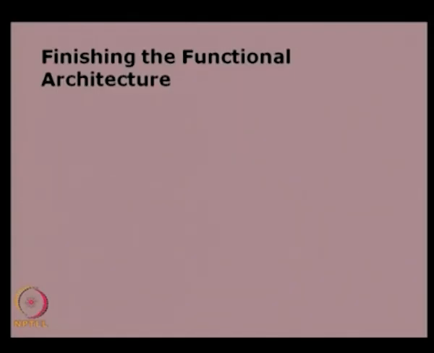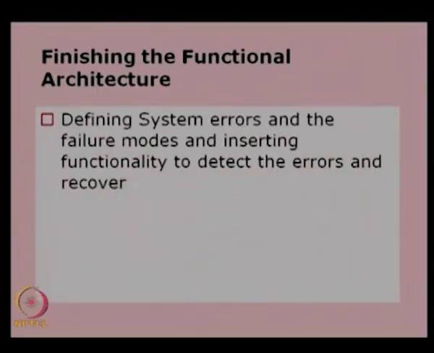not very obvious to the designer in the beginning, because we always look at the user request and then processing the request and providing the output. So in order to make this happen, we need to provide additional functions also in the system, and here what we need to look at is basically the system errors and then identification of the errors in the system. So in order to finish the functional architecture, we need to define the system errors and the failure modes and inserting functionality to detect the errors and recover.